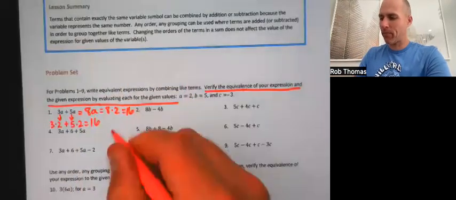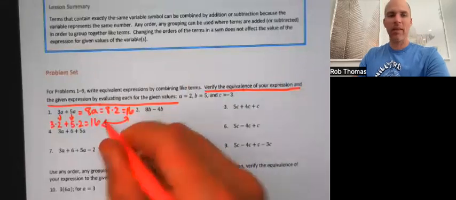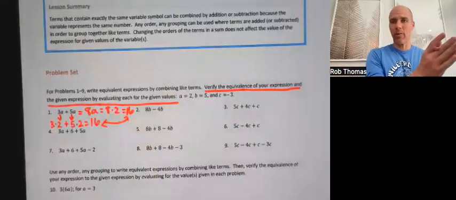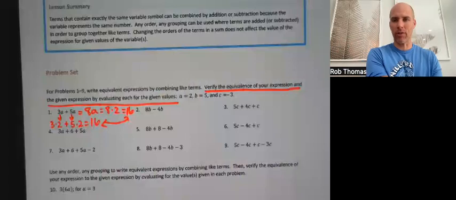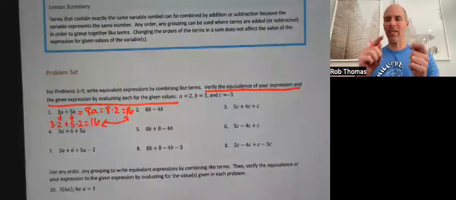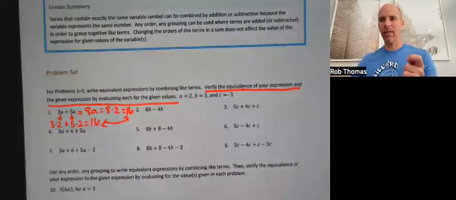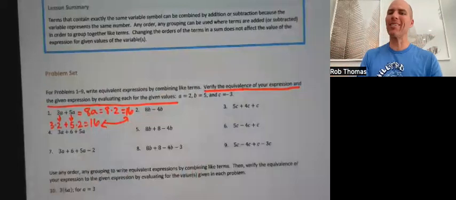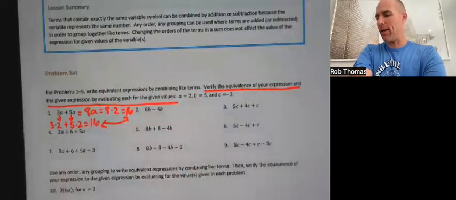And so the fact that we were able to evaluate the given expression, the one that was already on the paper, and our expression, the one that we wrote, 8a, for a equals 2, and they both gave us a value of 16, that's one way to see that they're equivalent.